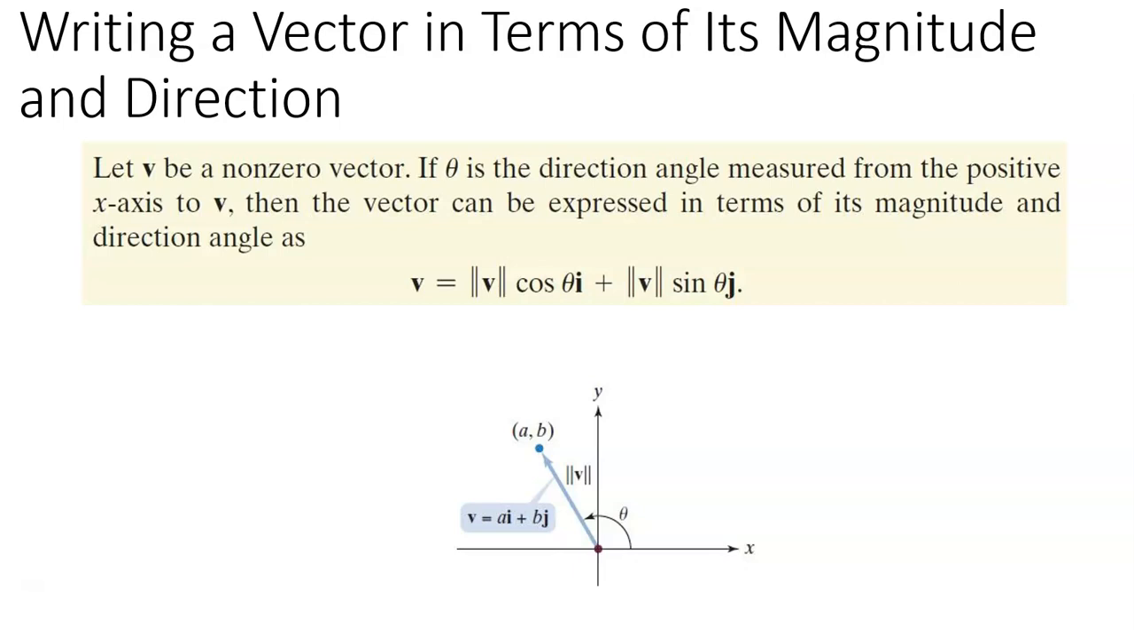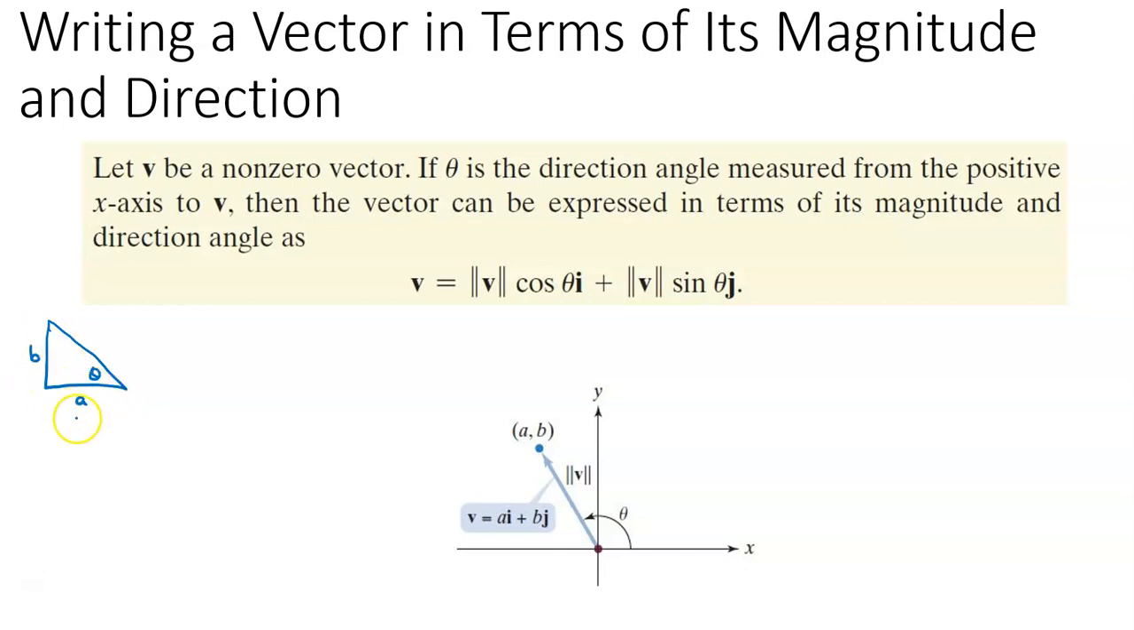Now, this says suppose I have a vector, and I want to break it down into its components. So if theta is the direction angle from the positive x-axis, you can break it apart by separating it into sine and cosine components. Because remember that when you have a right triangle like this, there's your angle measure. Sine is opposite over hypotenuse, and cosine is adjacent over hypotenuse. So the opposite side is over here, the adjacent side is over here, and when we use the ai and bj notation, a is the horizontal, b is the vertical.